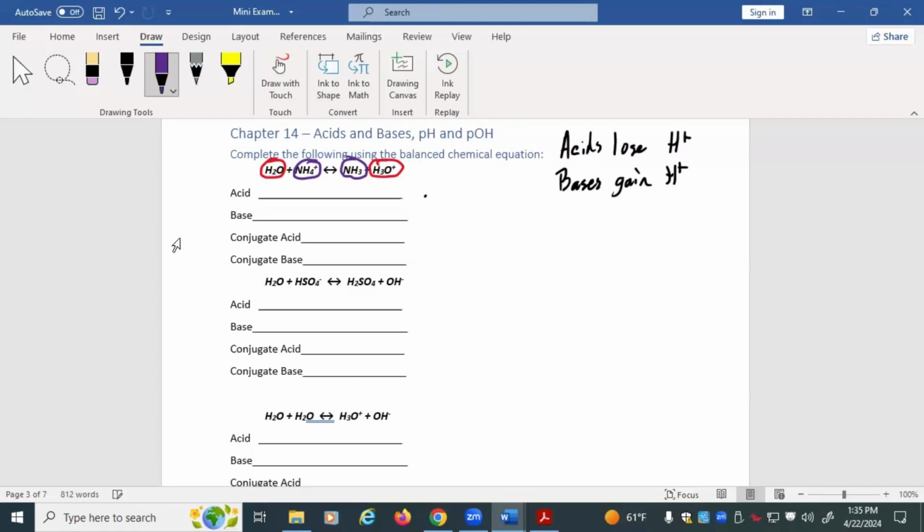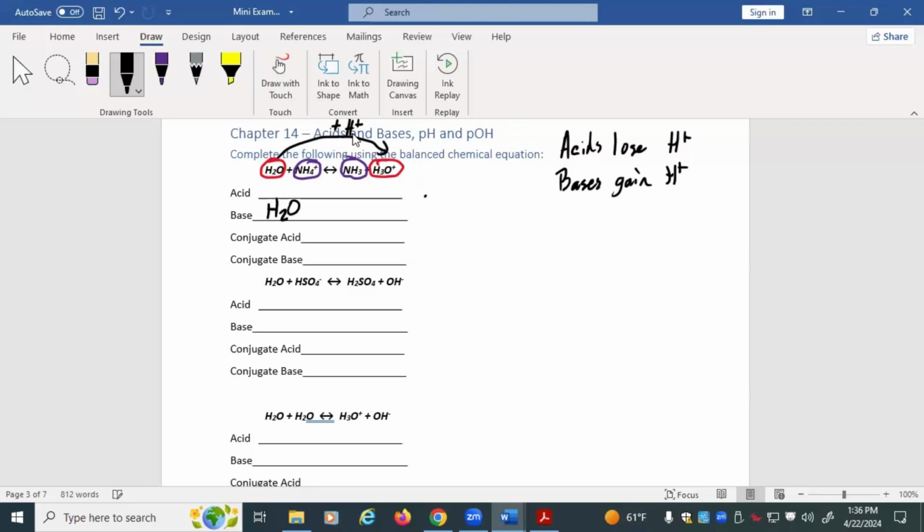So just by identifying the two things that are alike, we know that they are a conjugate pair. And we know that one of them is an acid and one of them is a base, because each conjugate pair has an acid and a base in it. So what we need to do is start looking at what happened to go from one to the other. So the water had to have gained a hydrogen to turn into hydronium. Bases gain hydrogen. So the base in this case must be the water.